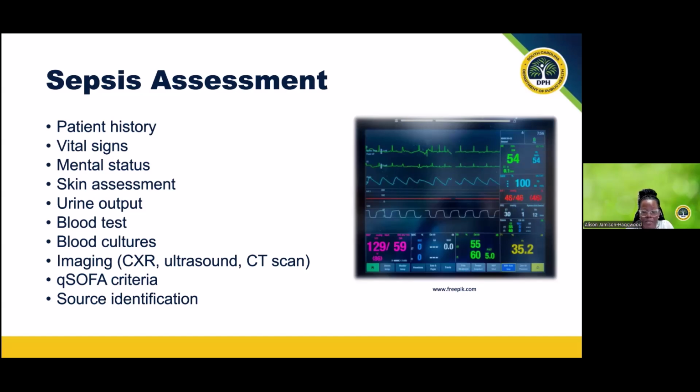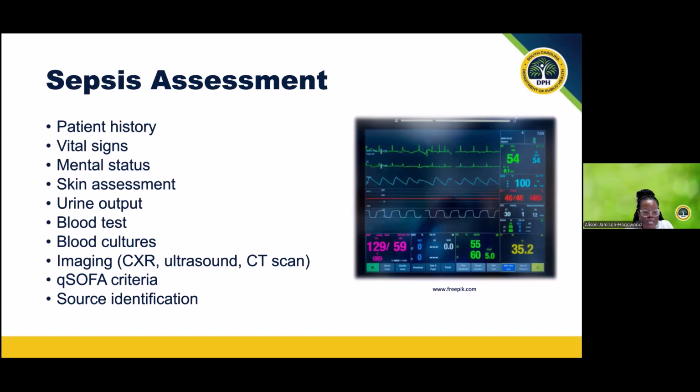And then checking the skin assessment. Check for signs of infections, rashes, cuts, or burns. And then checking their oral cavity for any abnormalities, especially abscesses, because abscesses can turn into sepsis. And then their urine output. What's their urine output? Because that can indicate poor perfusion and organ dysfunction. And then if you suspect a respiratory infection, do a chest x-ray or some other imaging. And then there's the qSOFA criteria, and we'll talk about that a little later.